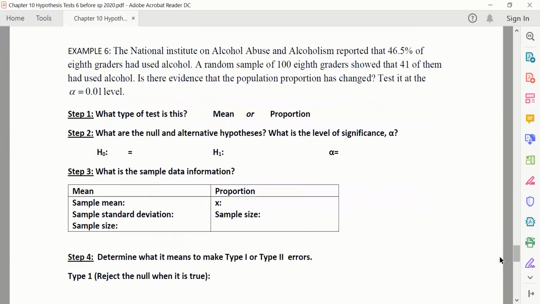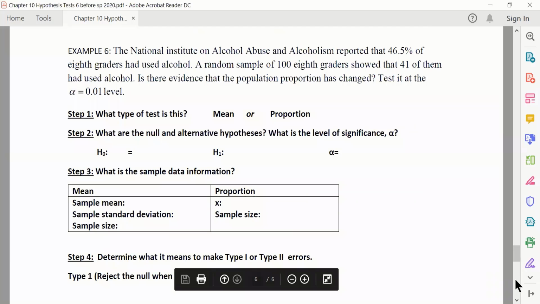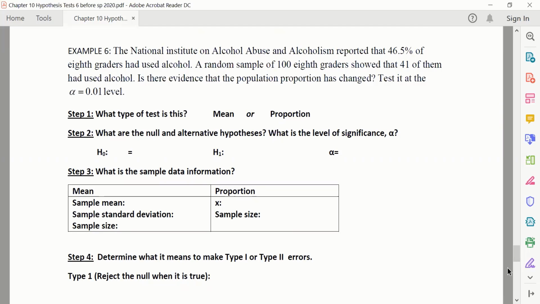Number 6. The National Institute on Alcohol Abuse and Alcoholism reported that 46.5% of 8th graders had used alcohol. A random sample of 100 8th graders showed that 41 of them had used alcohol. Is there evidence that the population proportion has changed? Tested at the alpha equals 0.01 level.